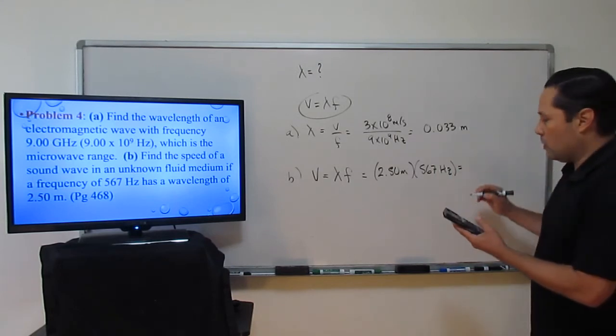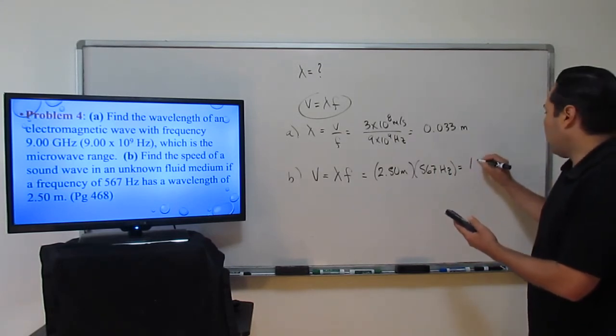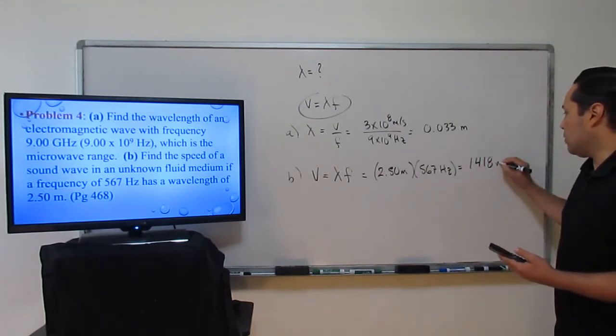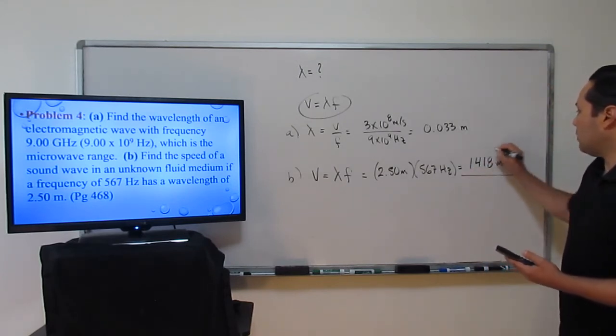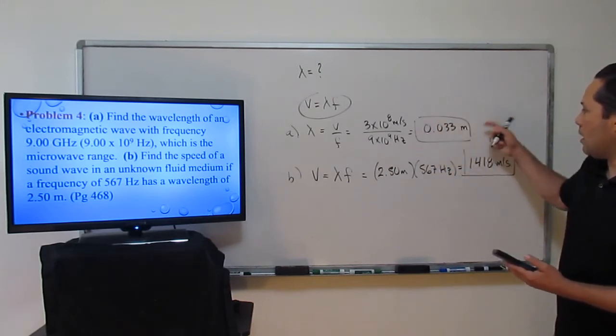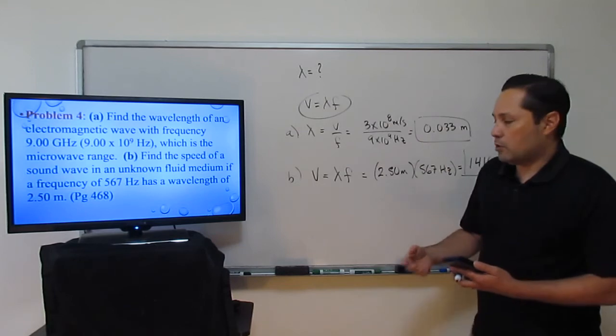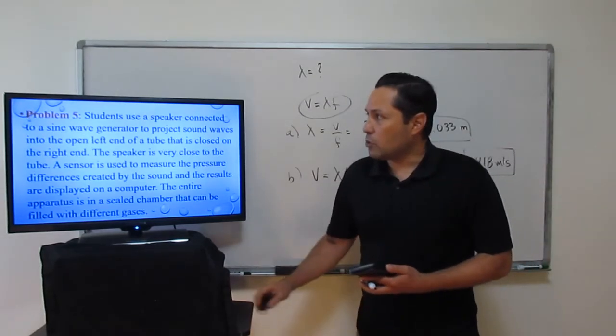And we get our answer, which is 1,400, and we'll round it off to 18 meters per second. Alright, so that'll be our answer for part A and B of problem number 4. Next, let's go ahead and move along to problem number 5.